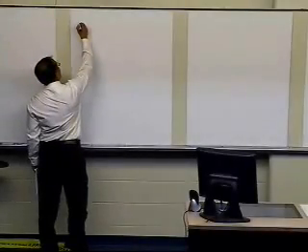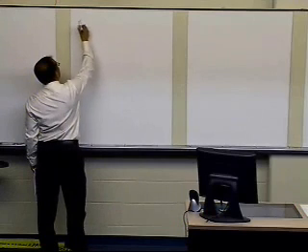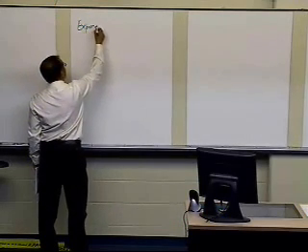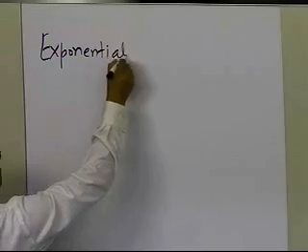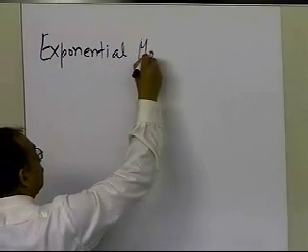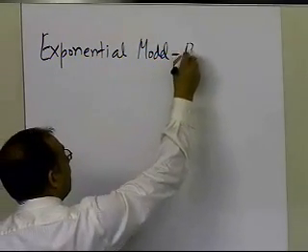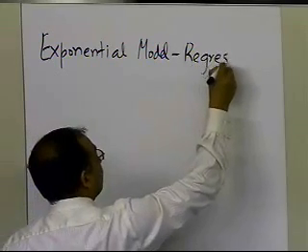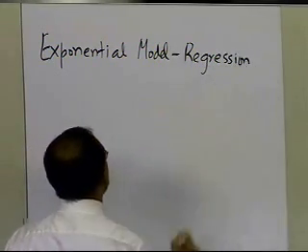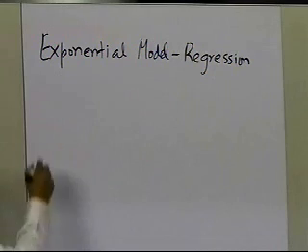In this segment, we're going to talk about exponential model regression. Somebody gives us data points and wants us to do regression to an exponential model. So we want to be able to see that. How do we go about doing that?